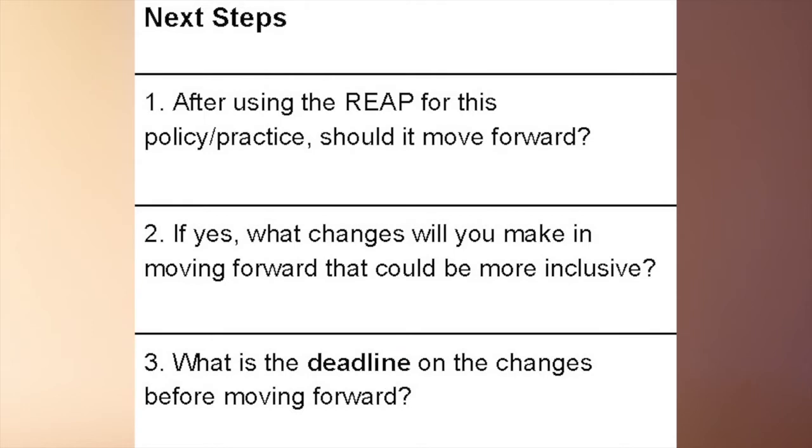Lastly, we want to get into the next step questions. And the next step questions come after we have filtered the item through the REAP. After using the REAP for this particular policy and or practice, should it move forward? That's a dichotomous question. Yes or no? If yes, what changes will you make in making sure that the policy is more inclusive? And then lastly, what is the deadline for the changes when they need to be made?